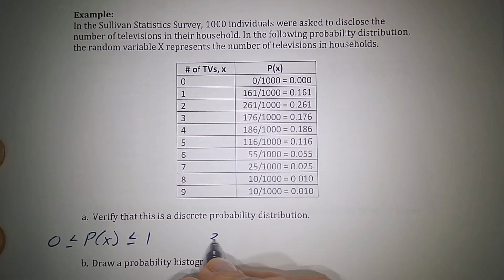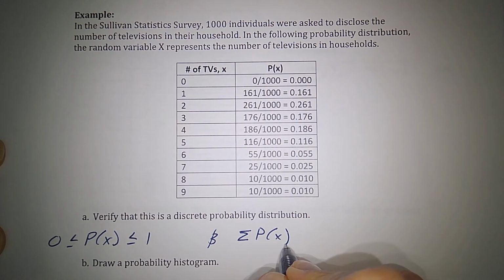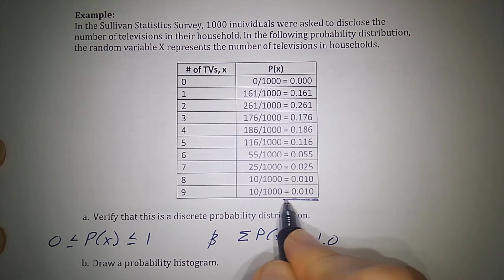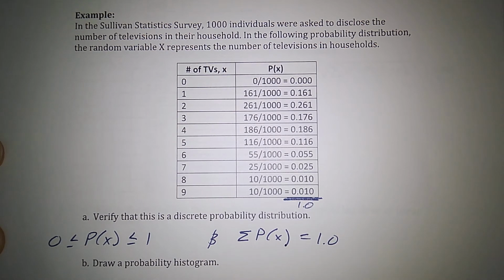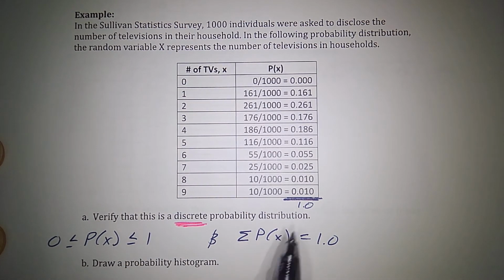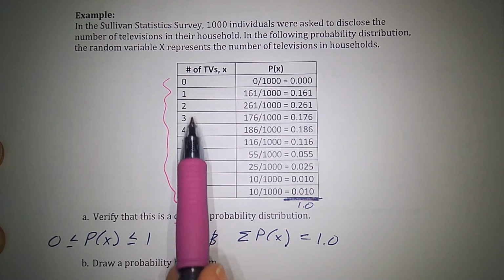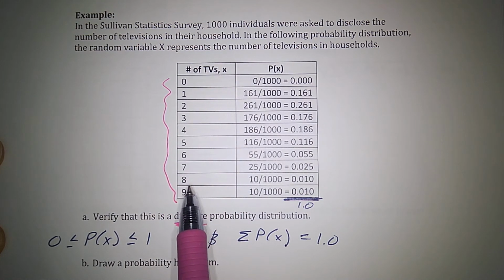Also, we need to know that the sum of all of the individual probabilities must add up to 1. And if I added up everything in this column, you're going to see it adds up to 1. So that is also true. These are the 2 characteristics you must prove to be able to determine it in fact is a discrete probability distribution. We also know it's a discrete probability distribution because these values here are a discrete variable. They are countable values, not continuous, since you can't have 8.5 TVs.